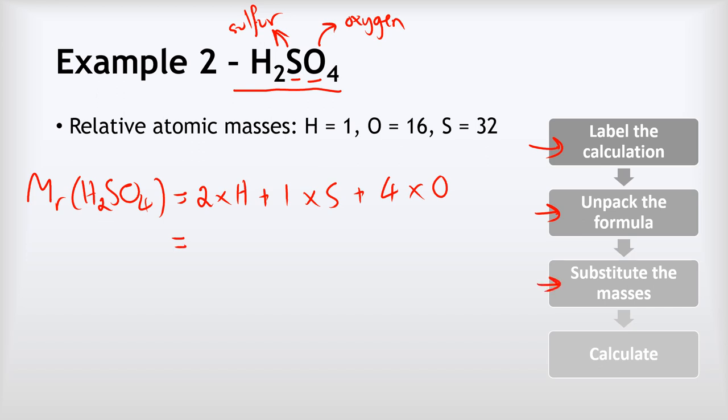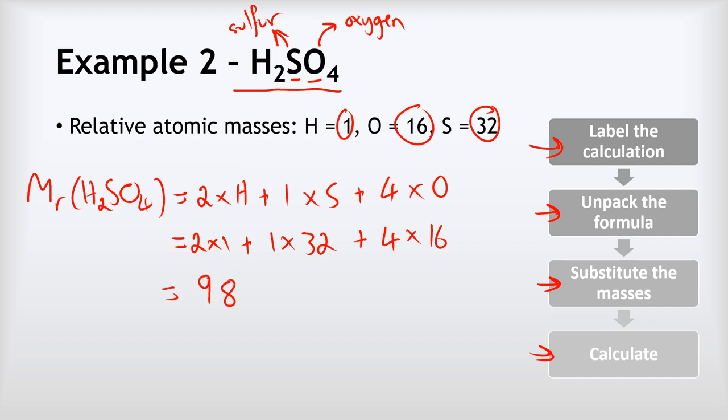Right, so now we substitute our masses. So instead of 2 times H, we'll say 2 times 1 because 1 is the mass of hydrogen. Then we're going to add on 1 times 32 because 32 is the mass for sulfur. And then we'll have 4 times 16 because 16 is the mass for oxygen. And lastly, we calculate it. So we just add those all up and that will give us a relative formula mass for H2SO4 of 98. And again, there are no units.